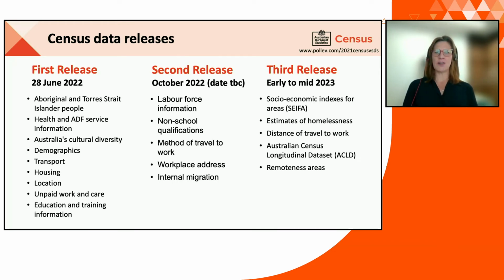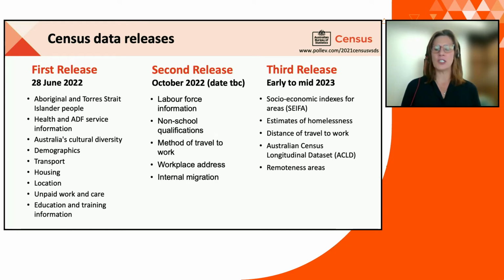Our next major data release is coming out in October, and that's where I think we're going to see some really interesting insights into how COVID has impacted how we were living in August 21. So we'll have a lot more information about labour force, people's employment situation. That includes the number of hours they were working, industries and occupations that they were working in, and how that has changed over time, and how the Victorian data compares to other states.